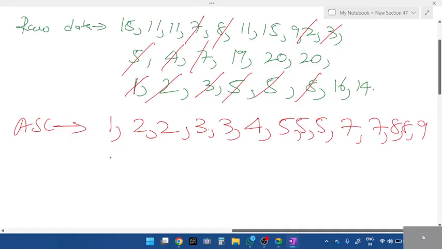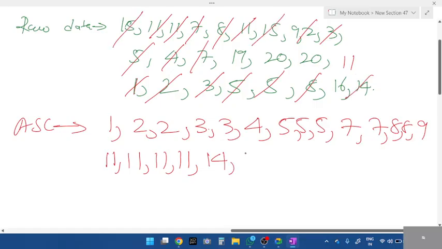Next, 10. Is 10 given? No. 11. How many times is 11 given? 1, 2, 3. I'll add another 11, students. So 1, 2, 3, 4 times. Next, 12 is not given. 13, even 13 is not given. 14 is given once. What about 15? Okay, 15 is twice. Good.